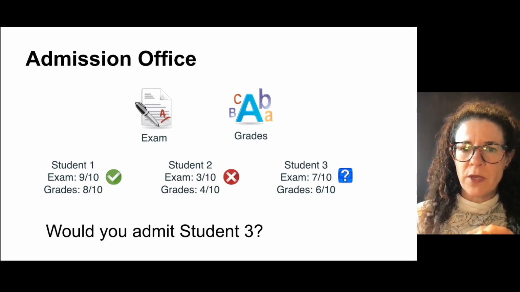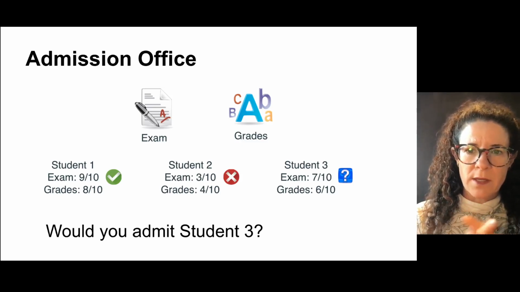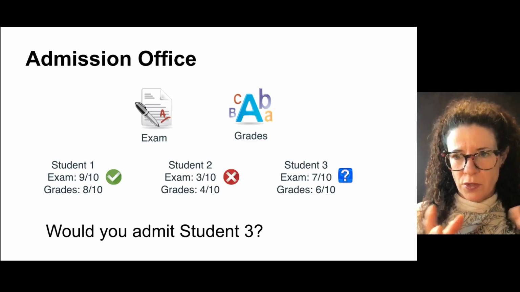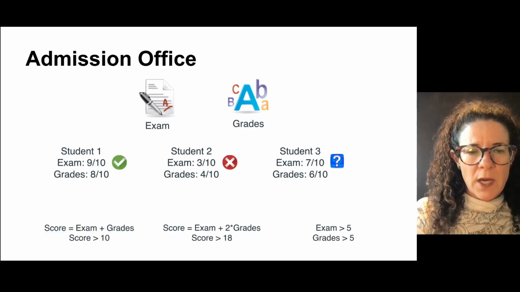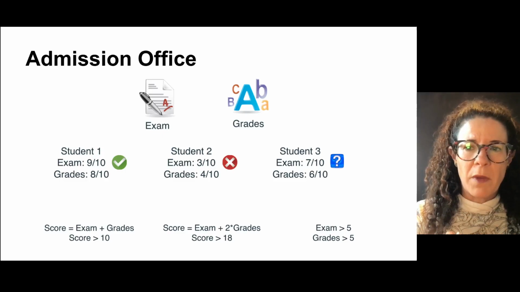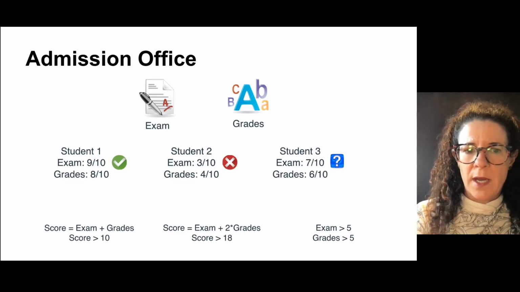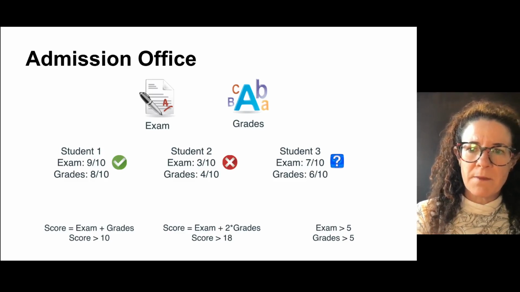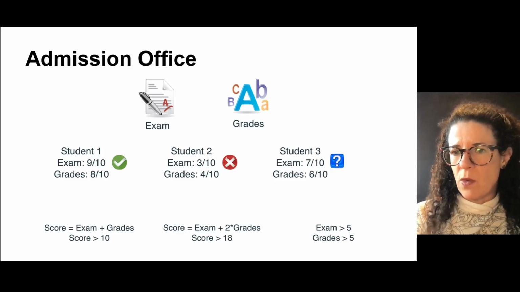Student 3 has 7 out of 10 in the exam and 6 out of 10 in the grades. Should you admit that student or not? Here are some potential functions you can come up with. For example, you can say, I am going to sum exams plus grades, and if the score is bigger than 10, I'm going to admit that person, and otherwise I won't.